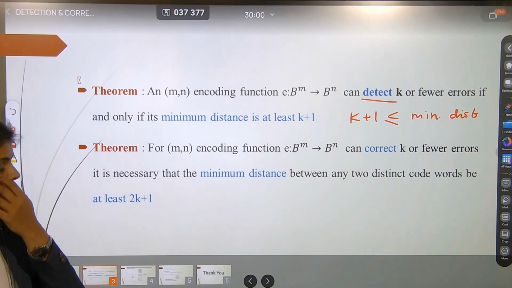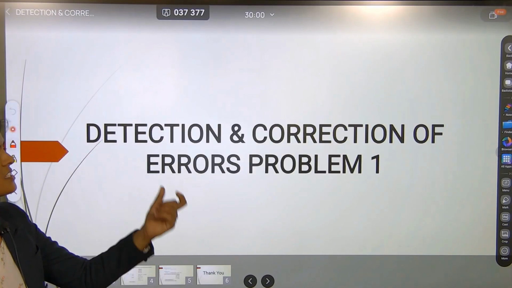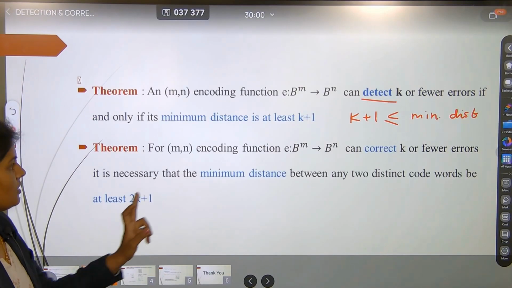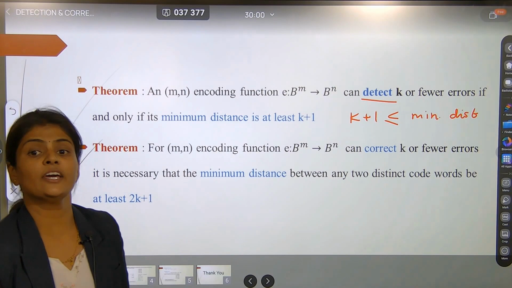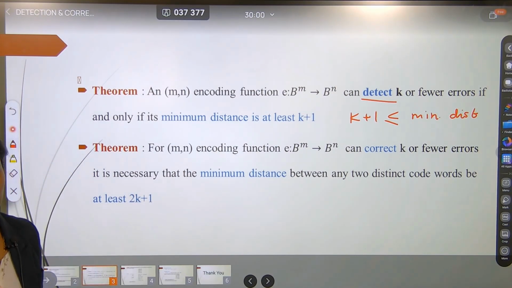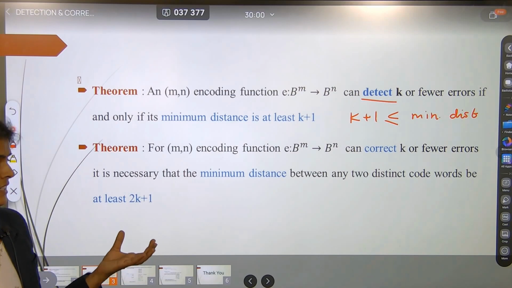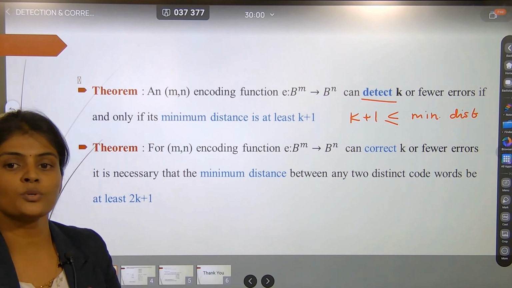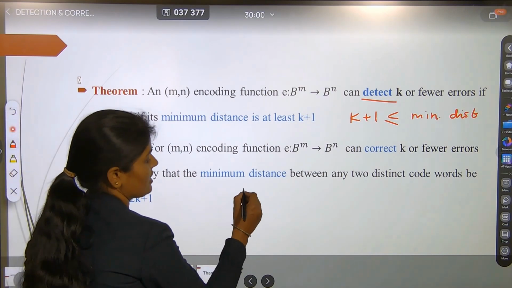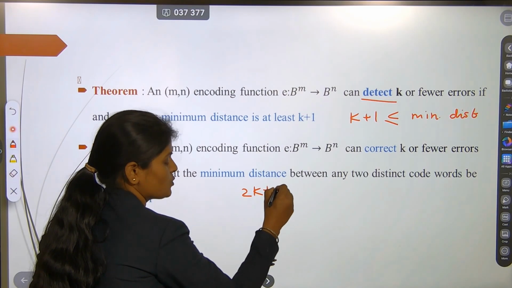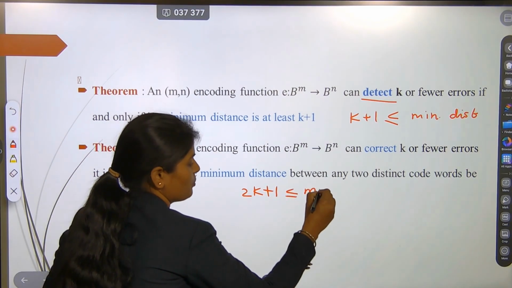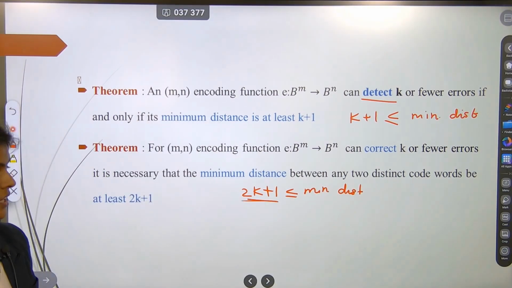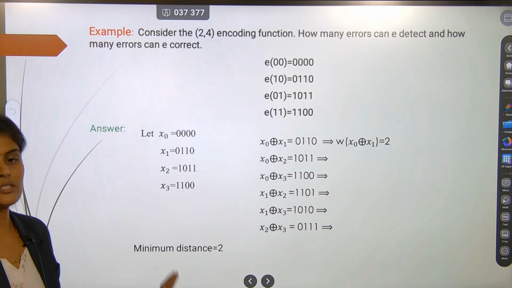The second theorem tells that if e is a function from B raised to m to B raised to n, then that function corrects k or fewer errors, meaning k or less than k errors, if the minimum distance between any 2 distinct code words is at least 2k plus 1. We can write this mathematically as 2k plus 1 is less than or equal to the minimum distance. We will see examples of these two theorems.